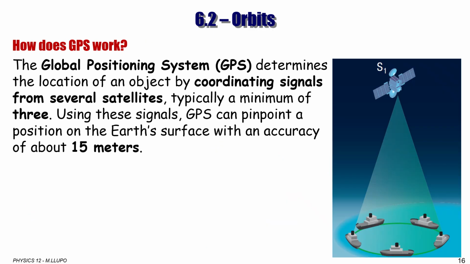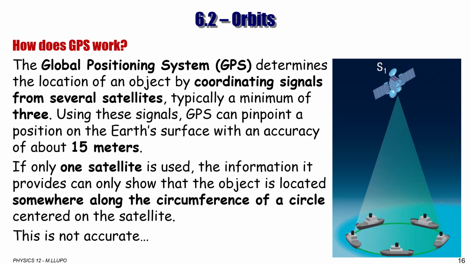One of the applications of artificial satellites is communication. How does GPS work? The Global Positioning System, or GPS, determines the location of an object by coordinating signals from several satellites, typically a minimum of 3. The fourth one is used only for time. Using these signals, GPS can pinpoint the position on Earth's surface with an accuracy of 15 meters. Now, why do we need 3 or 4 satellites?